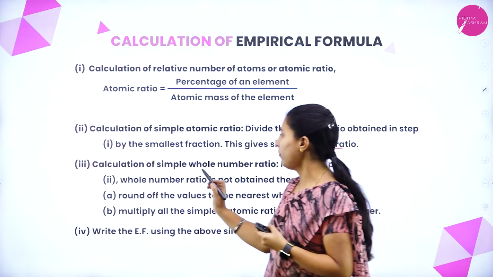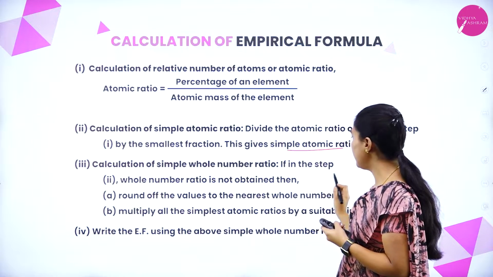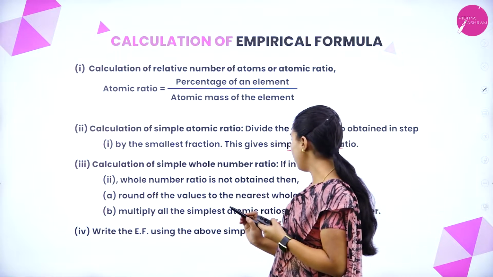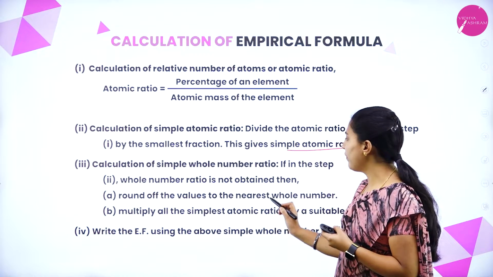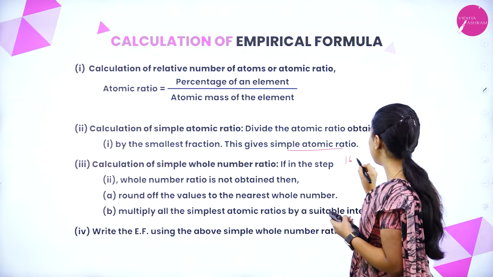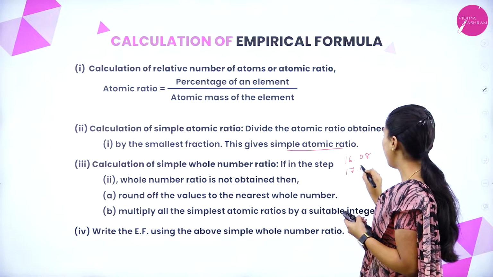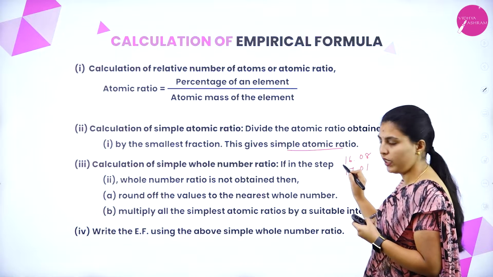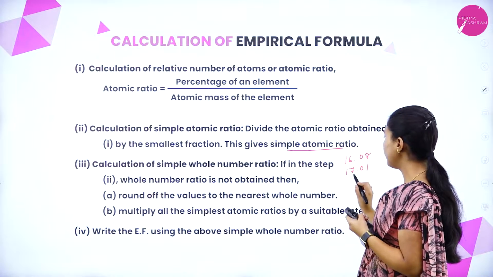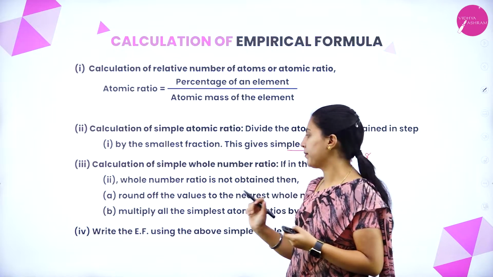Okay. Next, calculation of simple whole number ratio. If in this step a whole number ratio is not obtained, then round off the values to the nearest number. If you get 16.08 or 17.01, you have to round off. This one will become 16, this one will become 17. You have to round off to the whole number.